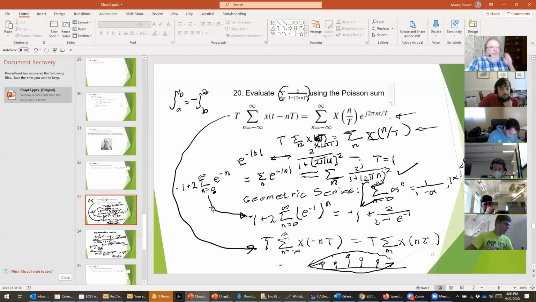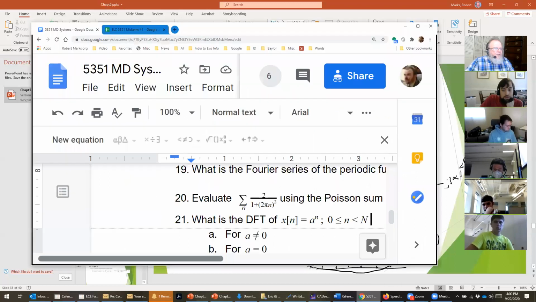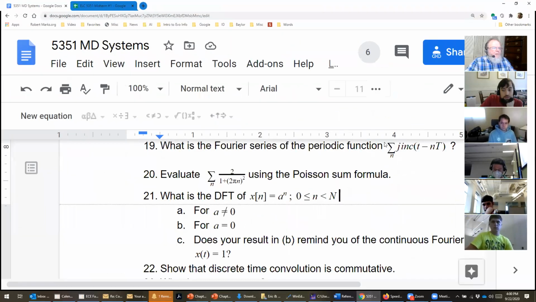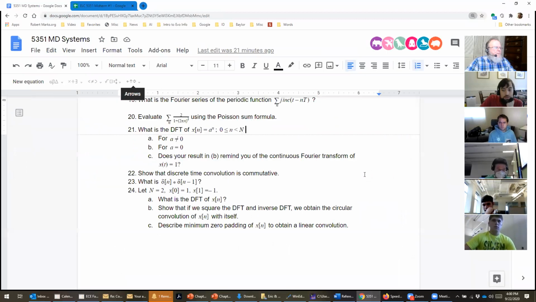Okay, well, it's a good question, and it did require knowledge of the geometric series. So if you didn't have that in your background, that would have been a very difficult problem for you. So let's go back to the homework and see if you have any additional questions about it. Anybody get this one?